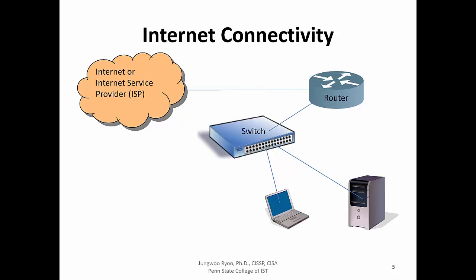So the switch is then connected to the router, and the router is in turn connected to the internet service provider. Optionally, you can also plug in a wireless router to your switch, which could complete then your topology in this case.